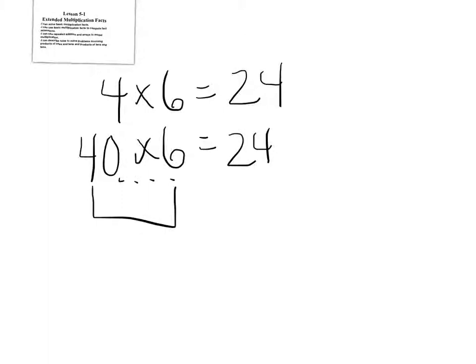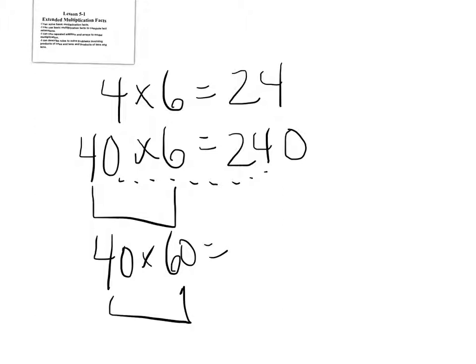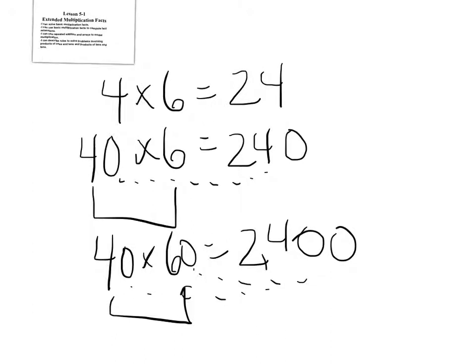But then that 0, that's on one of the factors, can go on to the product of 24 to make it 240. If we do 40 times 60, we still do 4 times 6 to give you 24, and then you take 1 0, put it on, and then put the other 0 on to give you 2,400. This is the same as, think about money.